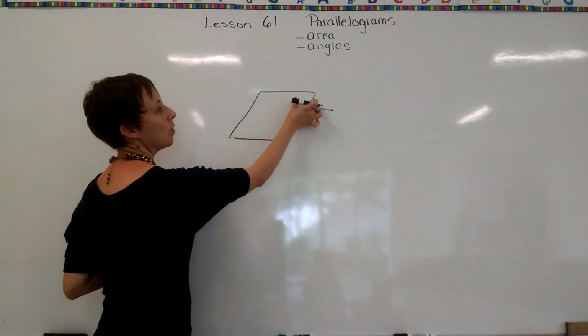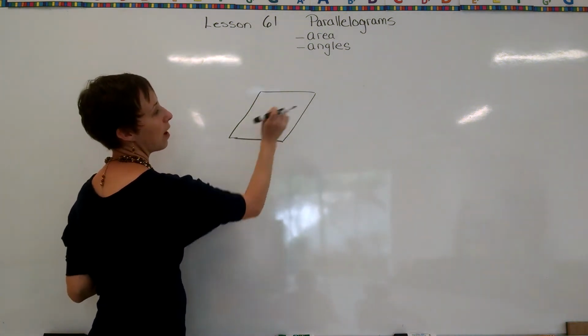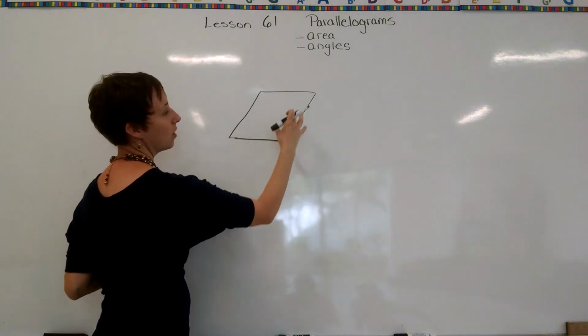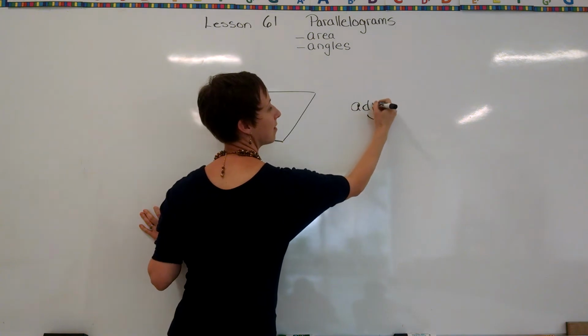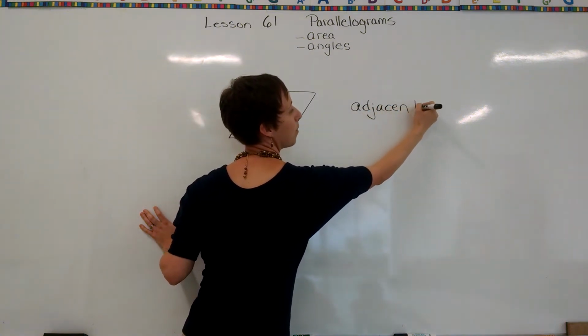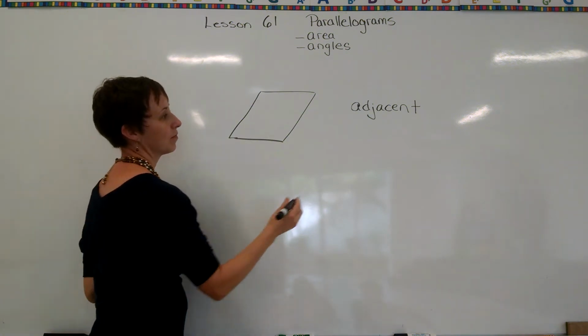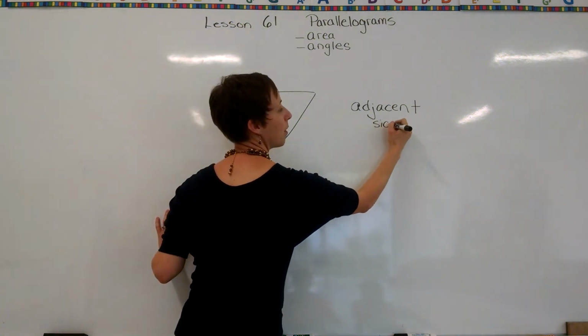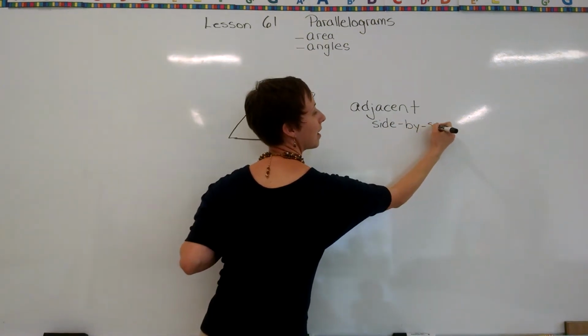When you have two angles that are side by side, so this one is beside that one, or this angle is beside that angle, we're going to call them adjacent. If you remember from before, adjacent means side by side. If you don't remember from before, put it on your paper. Side by side.